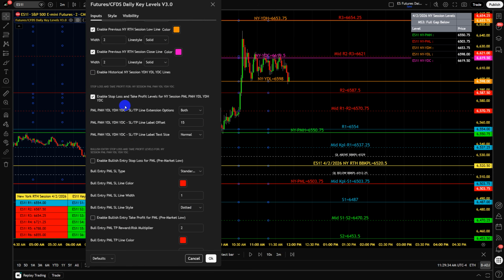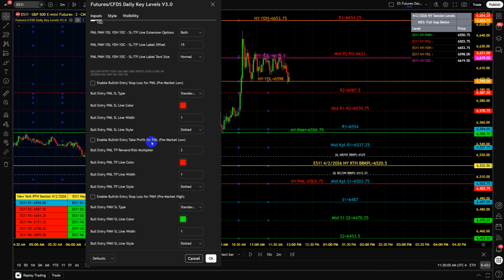Next, we have enable stop loss and take profit levels for New York session PML, PMH, YDL, YDH, and YDC levels. This is enabled by default. However, it's not going to show anything unless you further enable either a bullish entry stop loss or bearish entry stop loss and take profit for the particular level that you want to have the levels for. We'll go over that in just a minute.